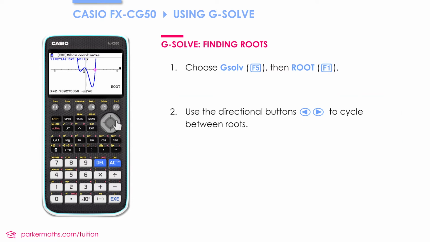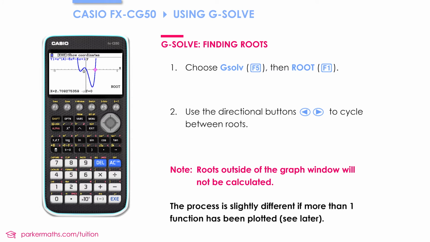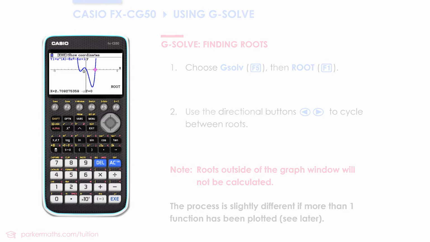It's worth noting that if I hadn't managed to get the whole of the graph on the screen, if there was a root that was outside of the view that I can see, then gsolve won't be able to find that root. Also, at the moment I've only got one curve on the screen. If I have two curves on the screen, there's an extra step you need to take in order to select which curve you want, and I'll show you that later in the video.